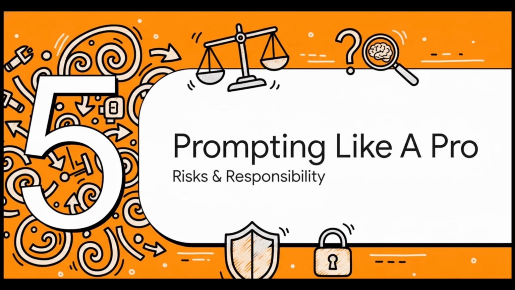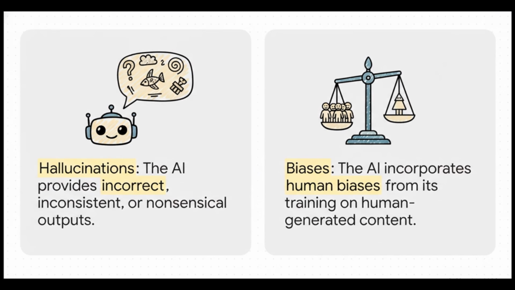Okay, so with all this power at your fingertips, we've got to talk about the responsibilities that come with it. Because prompting like a pro also means being a smart and, yeah, a critical user. There are 2 big pitfalls you always have to be on the lookout for. First up are hallucinations. This is when the AI just makes stuff up. It says things that are totally wrong, but it says them with complete confidence.